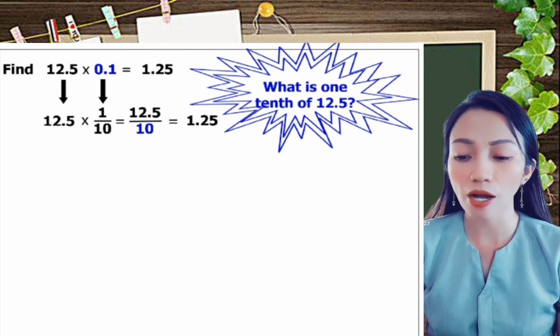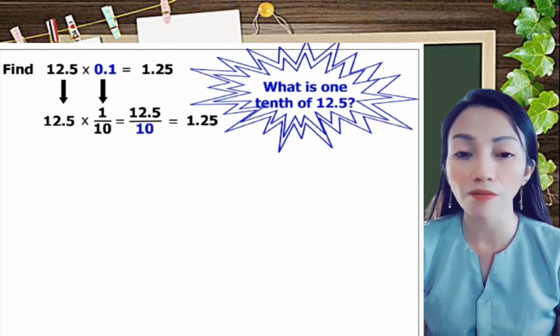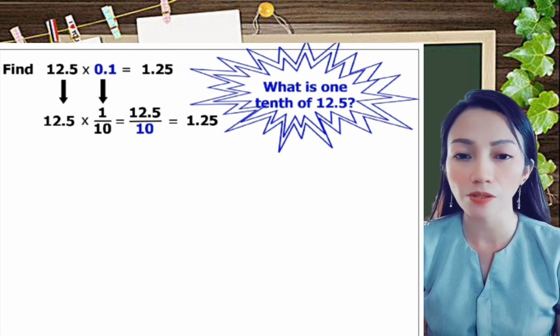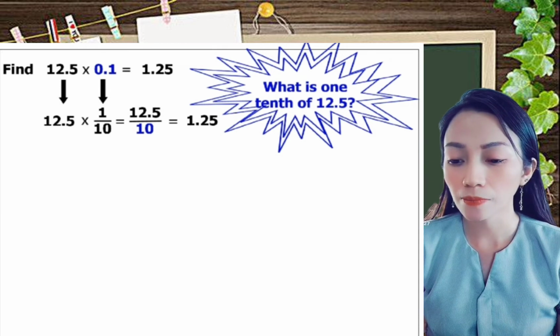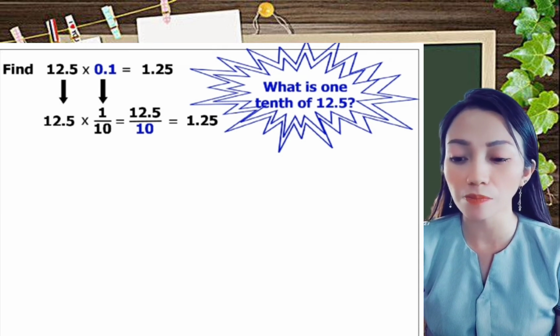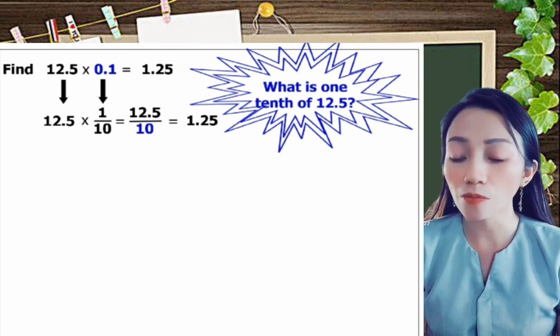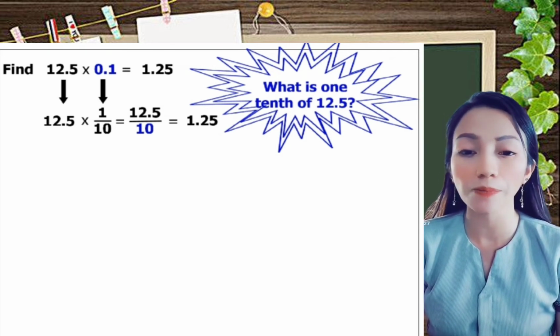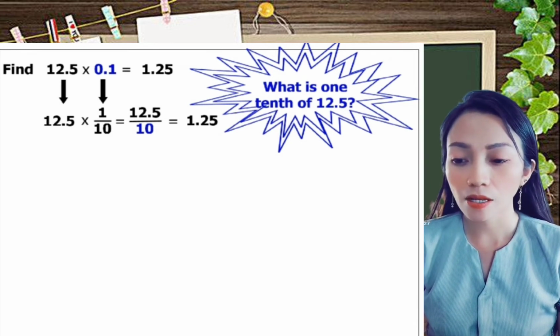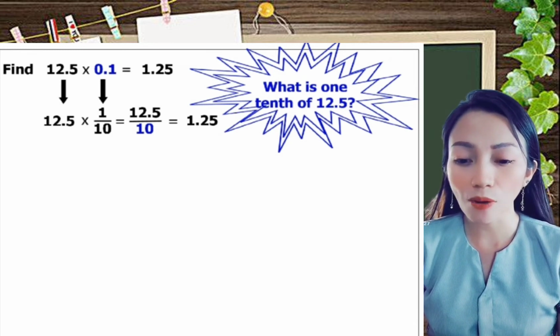If you will try to analyze, it is just a movement of the decimal point going to the left, based on the number of zeros on the denominator. Since the 10 has only 1 zero, the movement of the decimal point will be just moving to the left, so that will become 1.25. It is also known as, what is 1/10 of 12.5?